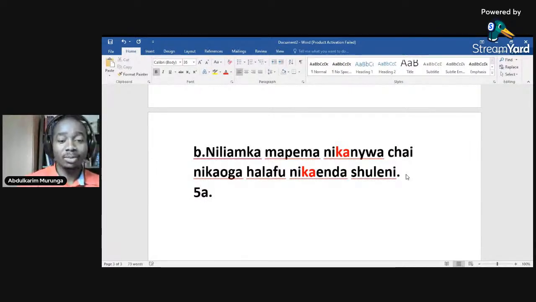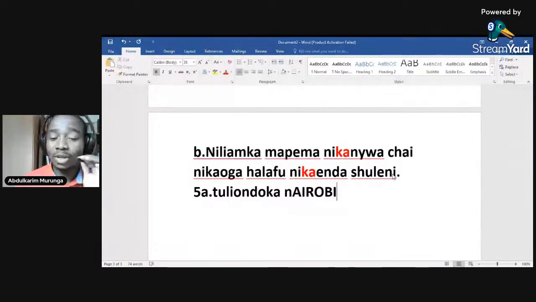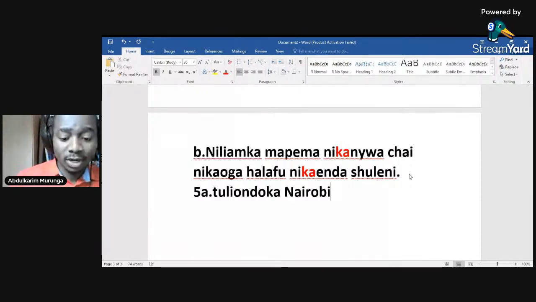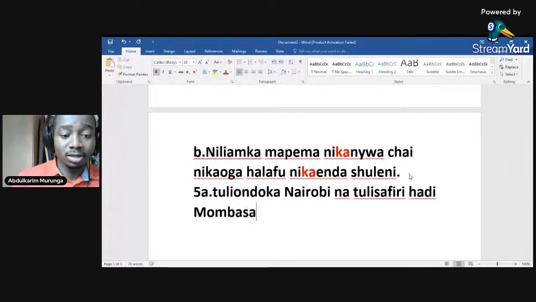Nambari ya tano, sawa? Nambari ya tano itakuwa tuliondoka Nairobi. Tuliondoka Nairobi. So I just read to you. Tuliondoka Nairobi. Tuliondoka. Right here. Tuliondoka Nairobi. Tuliondoka Nairobi. We left or we went from Nairobi. Tulisafiri hadi Mombasa. Tuliondoka Nairobi na tulisafiri hadi Mombasa. Tuliondoka Nairobi na tulisafiri hadi Mombasa. Tulisafiri hadi Mombasa. Yes, tulisafiri hadi Mombasa.